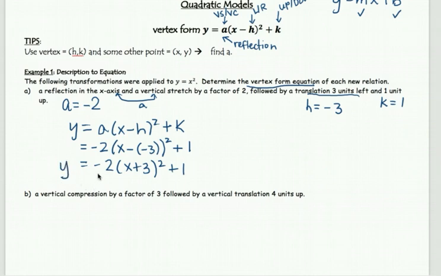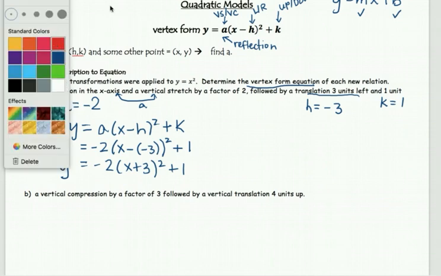Do we have a reflection in the x-axis? Yes. A vertical stretch by a factor of 2? Yes. We moved left by 3. Yes, that's right, because if it's +3, we actually go left. And we went up by 1. So that's what you need to do here in order to build your equation.